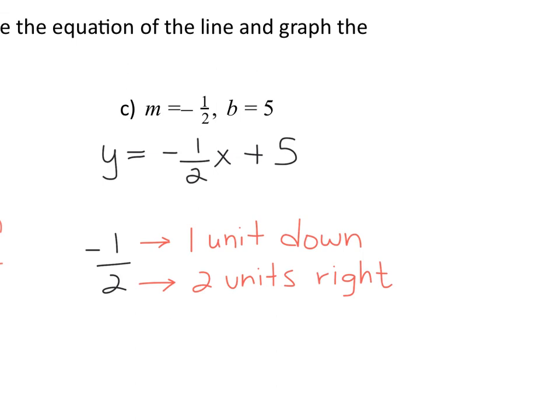Okay, so for this question, the equation that you built should look like y equals -1/2x plus 5. And in terms of the slope, we have a slope of -1/2. And so if we were to assign directions to that, the rise value is a -1, which means you should be moving 1 unit down. The run value is a 2, which corresponds to 2 units to the right.